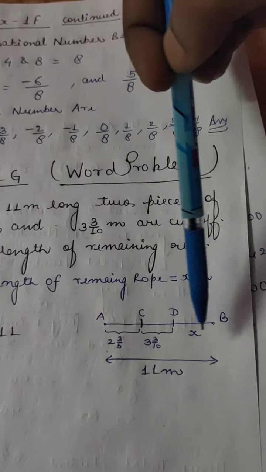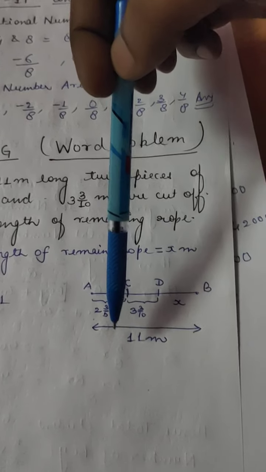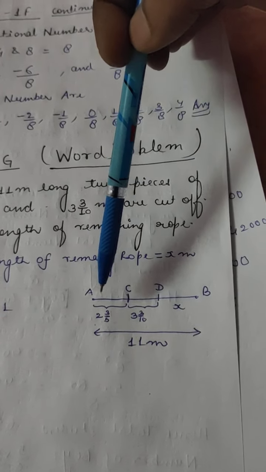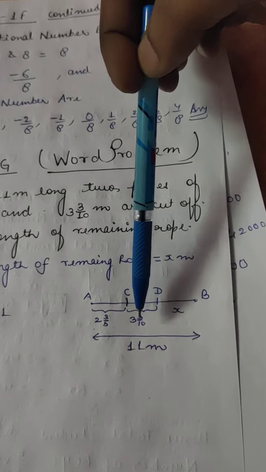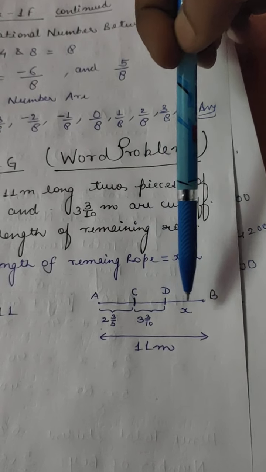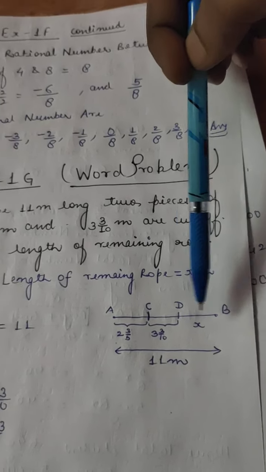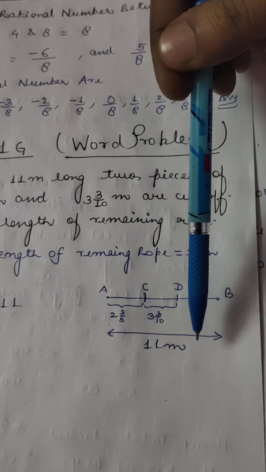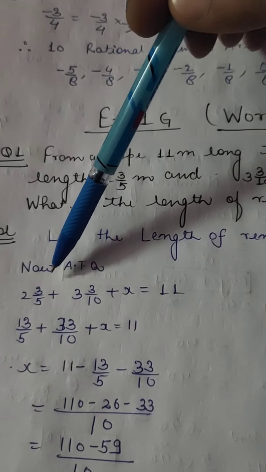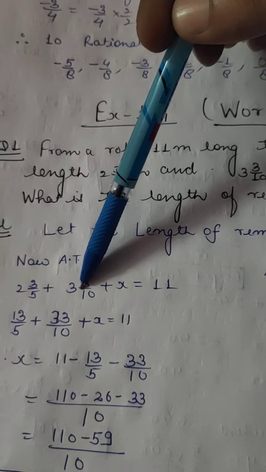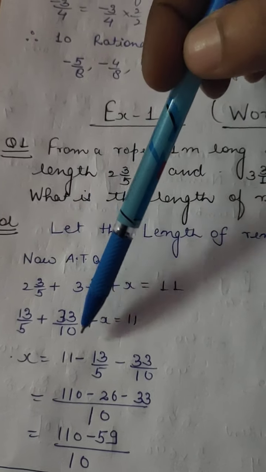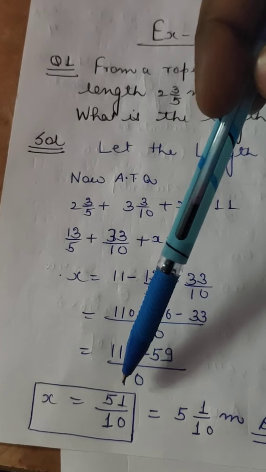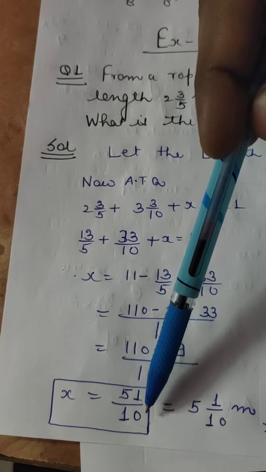First understand the question. AB is the rope whose length is 11 meters. One part, that is AC, is of length 2 3 by 5 and another part CD is of length 3 by 10. You have to find the length of X. If we add all these three parts, then the total length will become 11. So according to the question I have just added the first part length, second part length, and the remaining part length. That will come out to be equal to 11. If we simplify and solve this, then we get the answer X equal to 51 by 10.